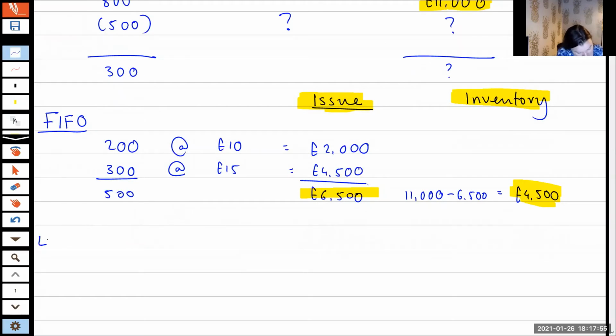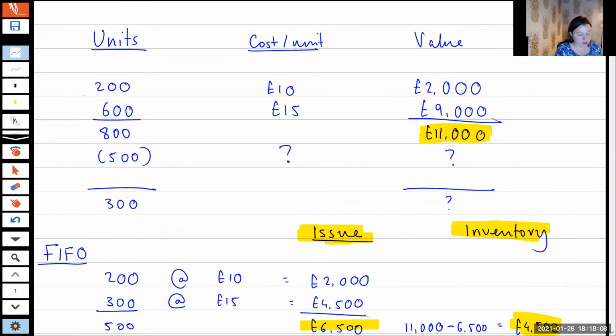Let's do the same thing then, but for LIFO. Again, we're still trying to issue 500 units overall, except under LIFO, instead of going to the first receipt into inventory, we start at the last receipt into inventory, i.e. the 600 units. Well, if we're issuing 500 units and the last receipt brought in 600 units, I know I can use the entirety of the issue coming from that line.